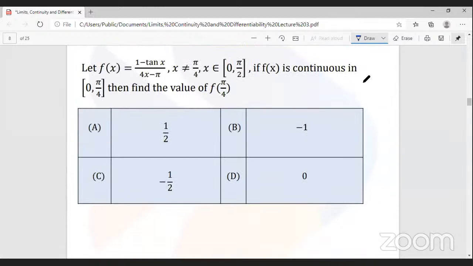This is the next question for the day. Let fx equal to 1 minus tan x upon 4x minus pi, x is obviously not equal to pi by 4, x is an element of 0 to pi by 2. If fx is continuous in 0 to pi by 4, then you have to find the value of f of pi by 4. You have 2 minutes. Solve it and let me know the answer.